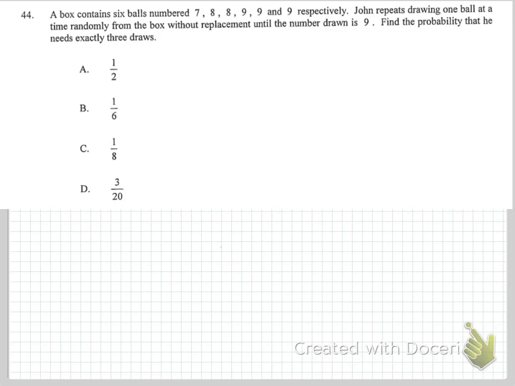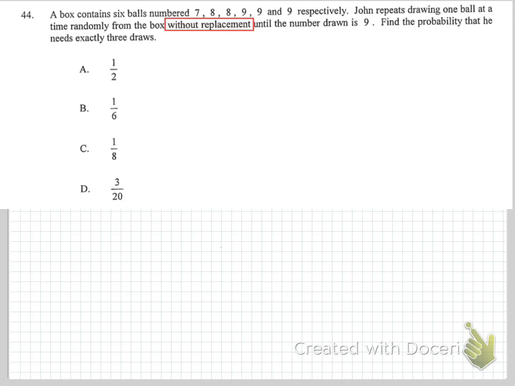All right. So this is an MC question. We have 6 numbers: 7, 8, 8, 9, 9, and 9. So John draws one ball at random from the box without replacement. Now this is a very important keyword, without replacement, until the number 9 is drawn. So if you draw an 8, you carry on. You draw a 7, you carry on. You draw a 9, you stop. So find the probability that he needs exactly 3 draws.